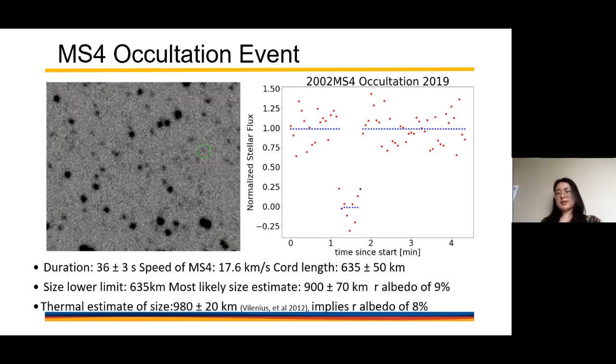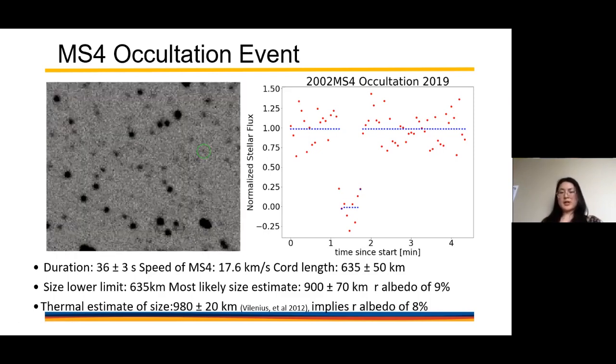And by analyzing the light curve, we noted 36 plus or minus 3 seconds of duration, which gives us a lower size limit of 635 kilometers and a most likely size estimate of 900 plus or minus 70 kilometers. And this size estimate and the R albedo estimate is inconsistent with the Vilenius 2012 result.